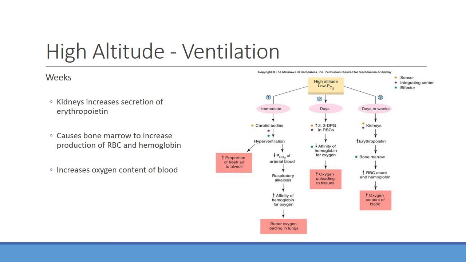And then over the course of weeks, you're going to find that the kidneys are going to respond. Again, we said that the endocrine system typically takes longer to respond in a lot of these cases, so this is a slower process. But the kidneys can increase secretion of erythropoietin. It's going to cause the bone marrow to now start to produce more red blood cells and then hemoglobin, and thus we get a total increased amount of oxygen content being delivered throughout the blood and throughout the tissues. The more hemoglobin, more of it can bind up oxygen, more of it can be delivered ultimately.